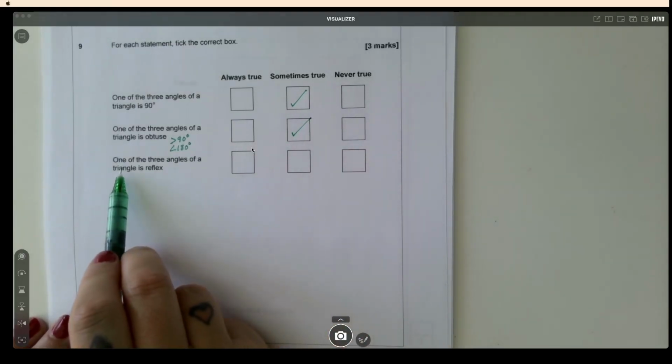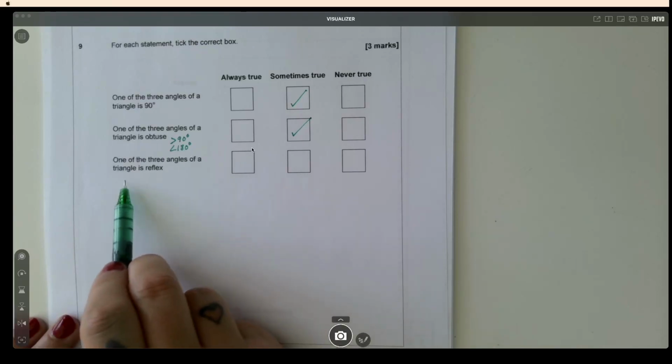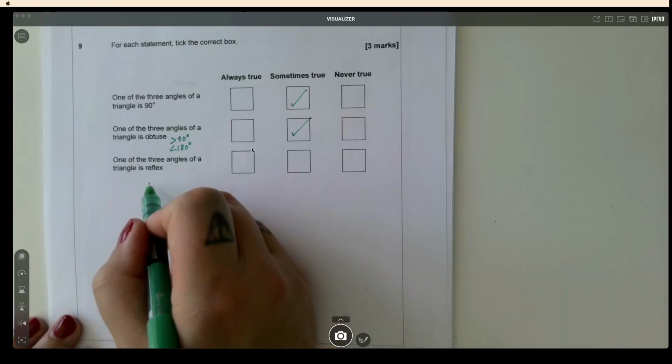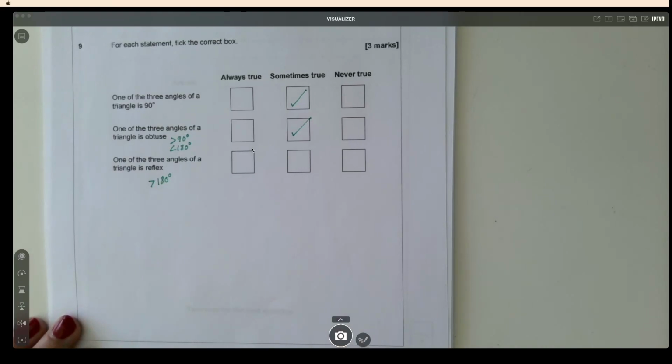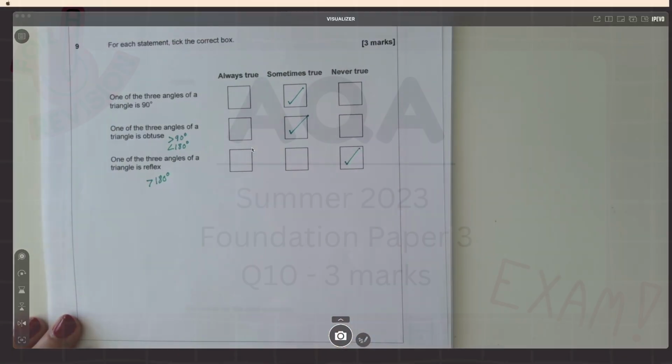And the final statement, one of the 3 angles of a triangle is a reflex angle. Now the definition of a reflex angle is that it's greater than 180 degrees. Angles in a triangle add to 180 degrees, so it is not possible that one of the 3 angles of a triangle could be reflex. So that's never true.